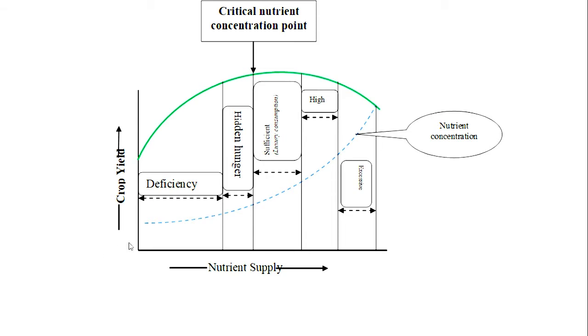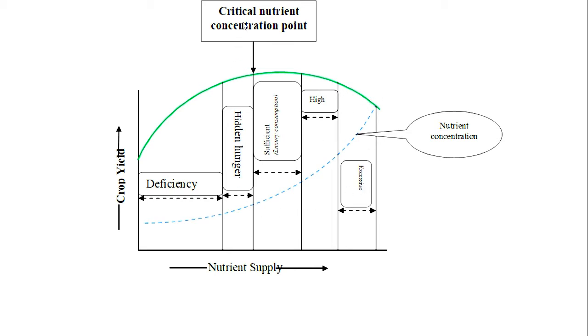This is a growth curve against the nutrient supply. So this is the crop yield with the supply of nutrients. The growth is not linear. This is the curvilinear or polynomial shape, and the concentration increases with the increased supply of nutrients. This is more or less a straight line. So if we see the growth curve, we can see the deficiency, and this is the hidden hunger, and this is the sufficiency, and this is the high level of nutrients, and this is the excessive uptake of nutrients.